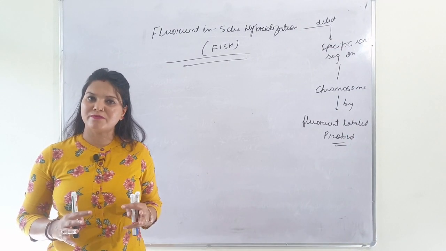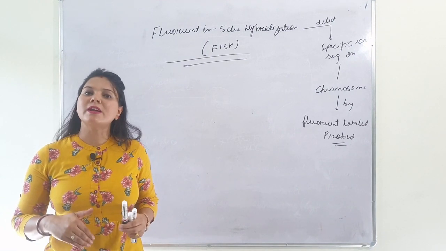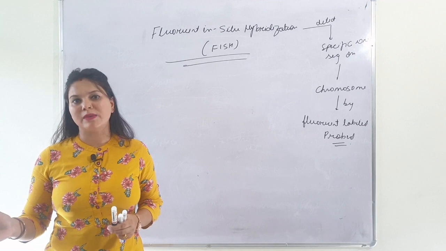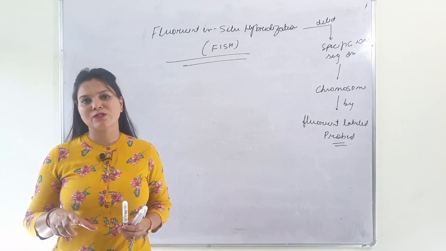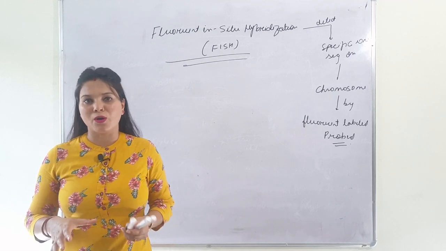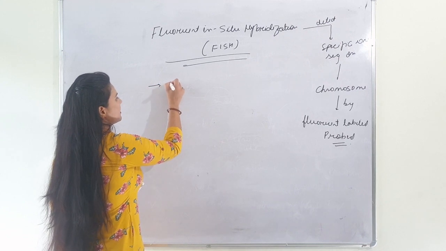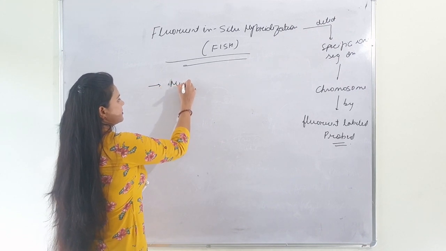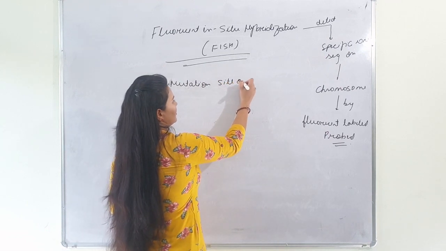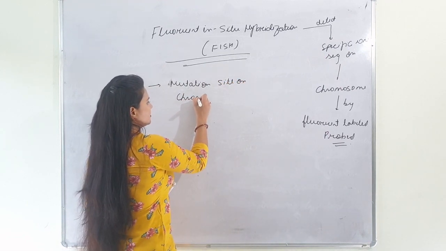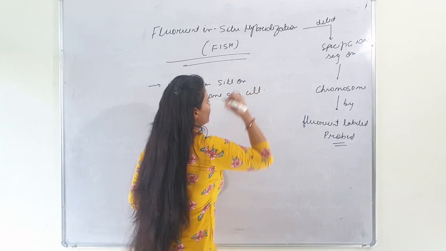The main aim of FISH is to detect chromosomal abnormalities. Hence, this makes it a very important tool in medicine because it tells us whether the location on a chromosome is mutated or not in an intact cell. It tells us about the mutation site on the chromosome of a cell.